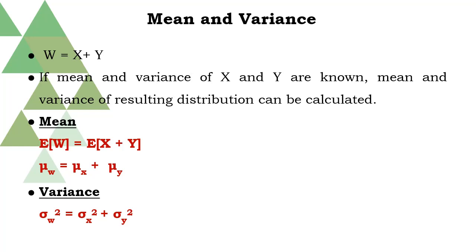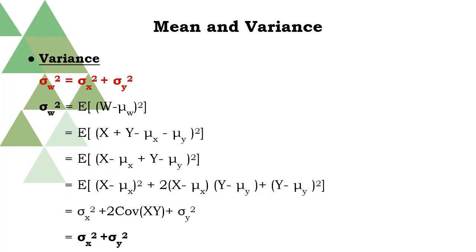In the same way, the variance of W, that is sigma W square, is equal to sigma X square, the variance of X, plus the variance of Y, which is sigma Y square. Here we have the proof for the variance, that is sigma W square is equal to sigma X square plus sigma Y square. On the left-hand side, it is sigma W square. As per the definition of variance, the variance is equal to the expected value of the random variable W minus the mean mu W, whole square.